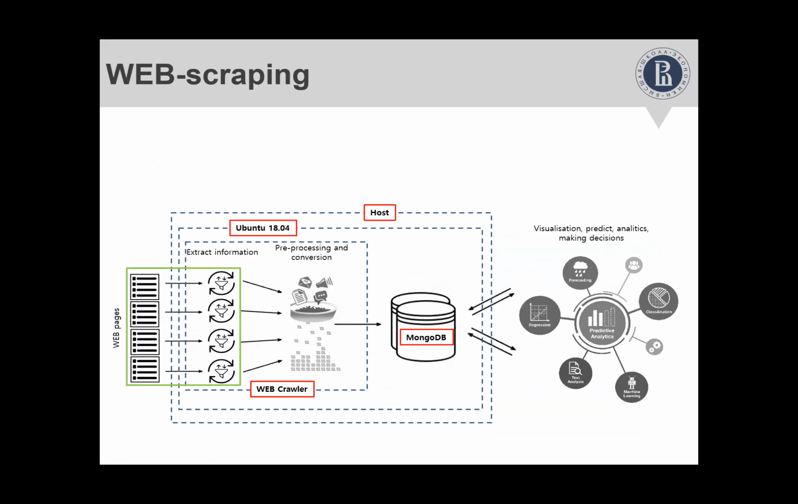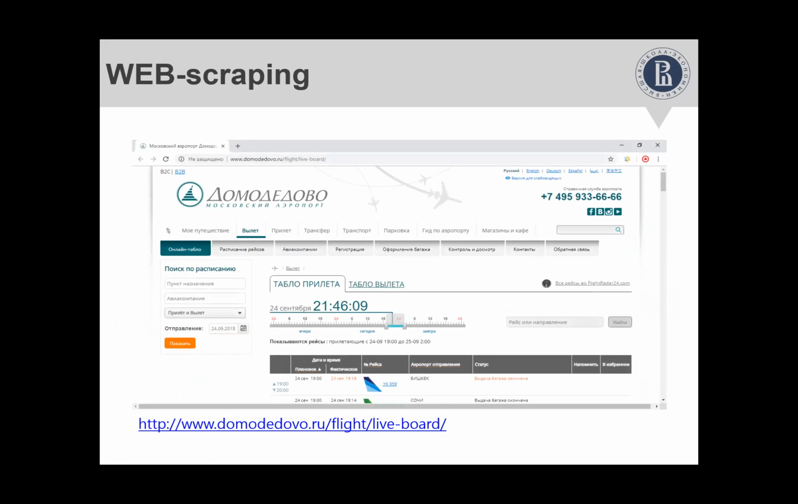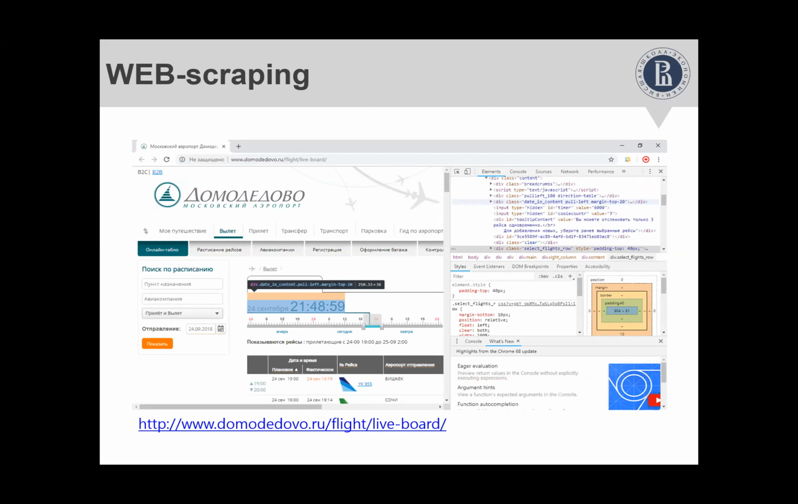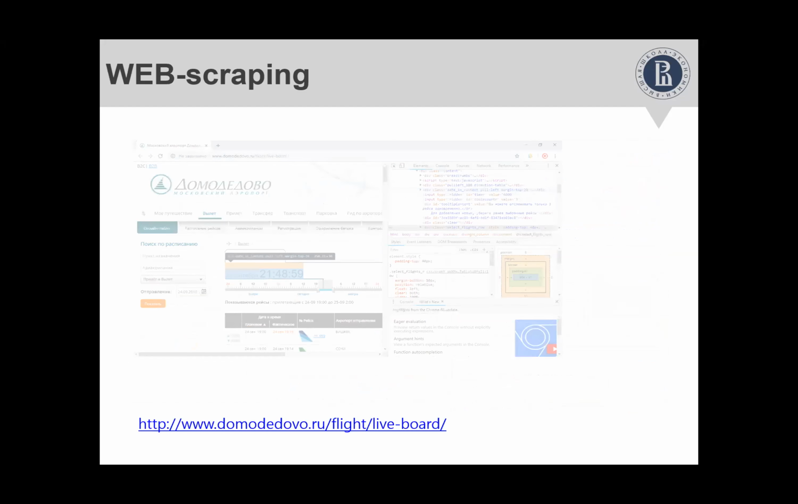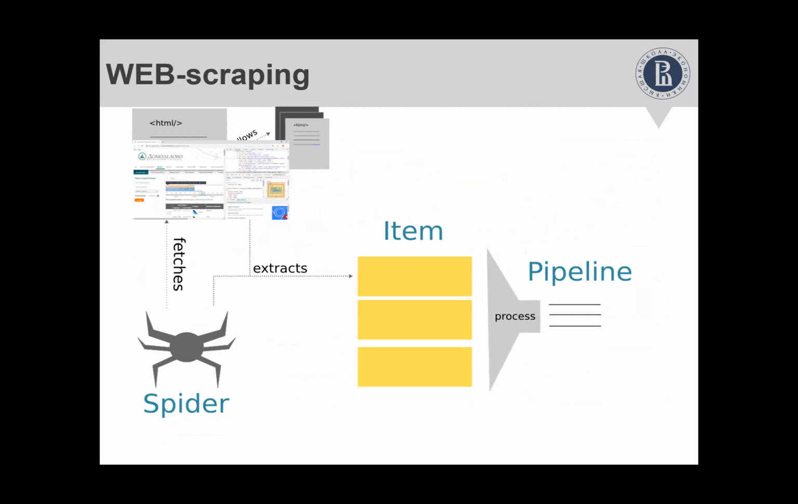For example, let's talk about the web crawler. On the website you can see the online information desk of Domodedovo airport. Here we can find information about time and all information which is interesting for us. For example, when we scan this web page, we find information about flight status and time, as I already told you.